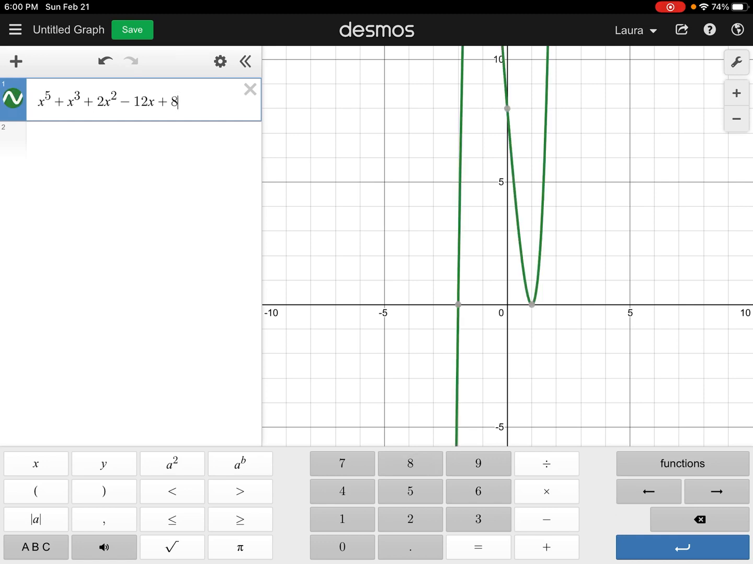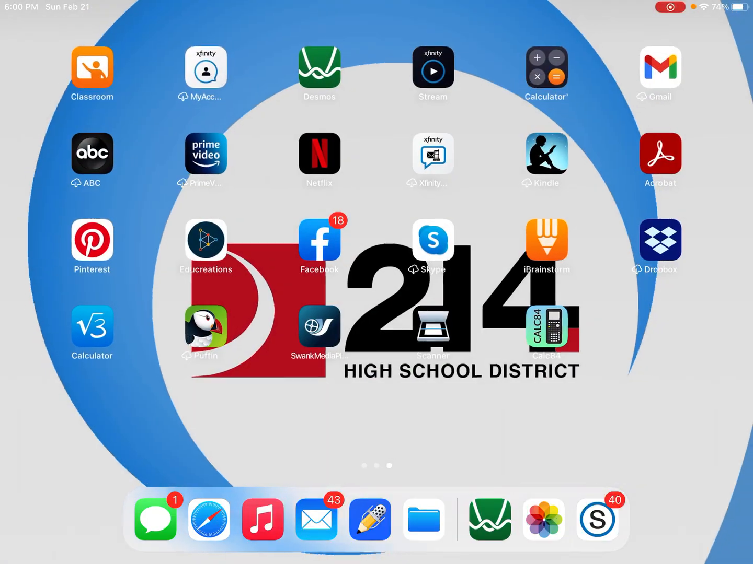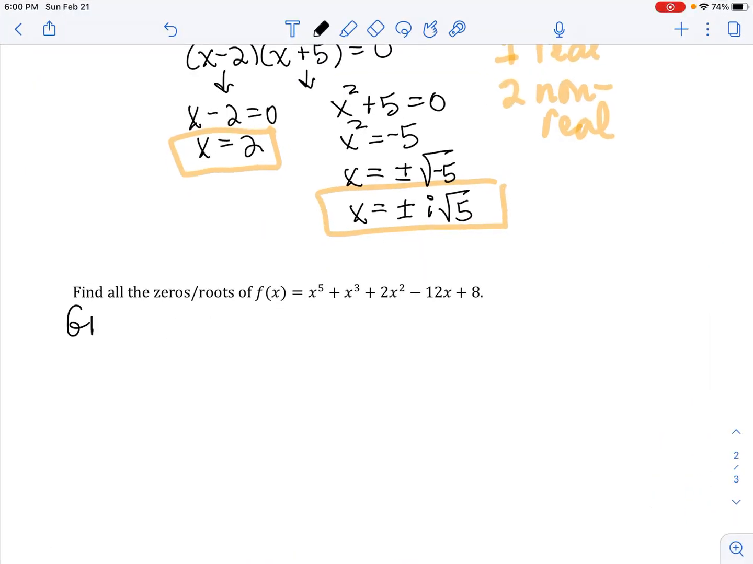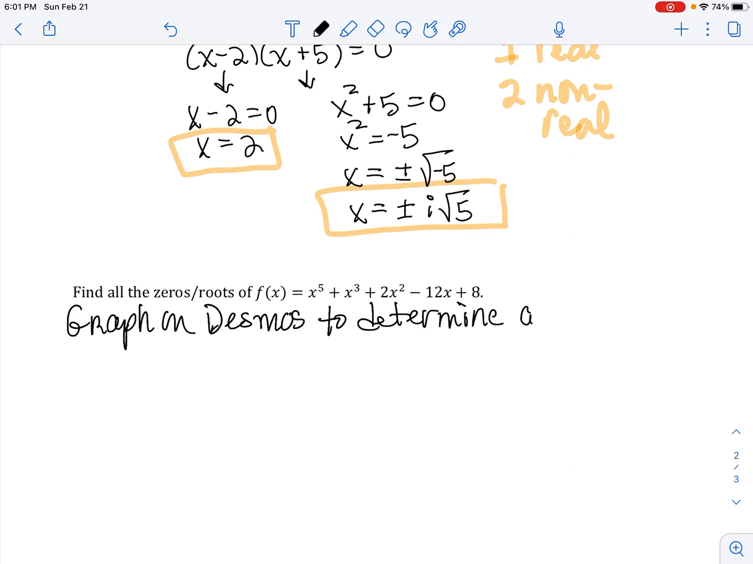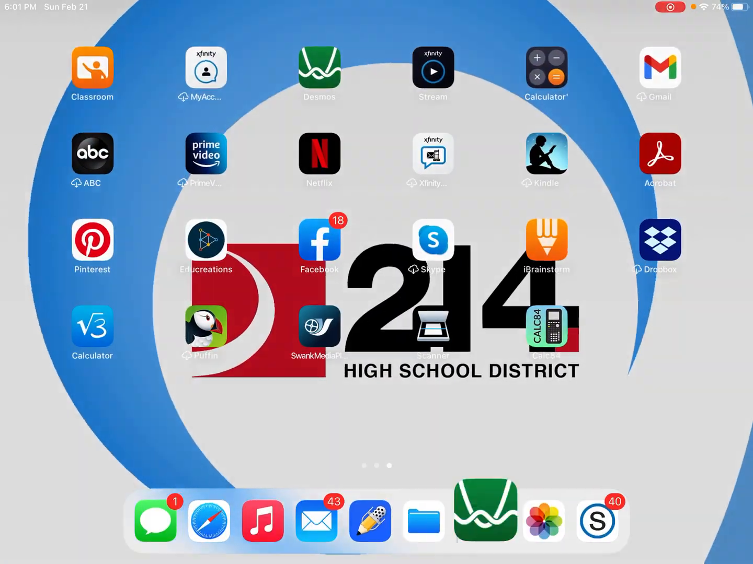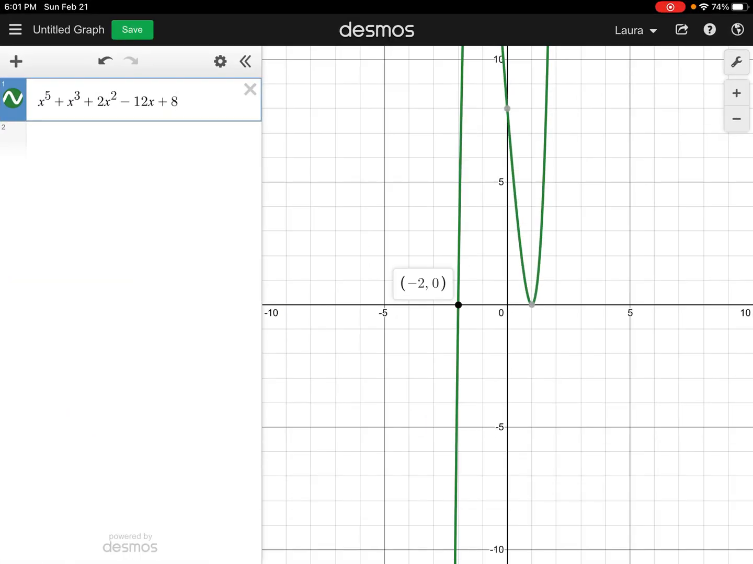All right, so first thing I'm going to write here is graph on Desmos to determine a 0. So on Desmos, I can see that there is a 0 at -2 and there is a 0 at 1.